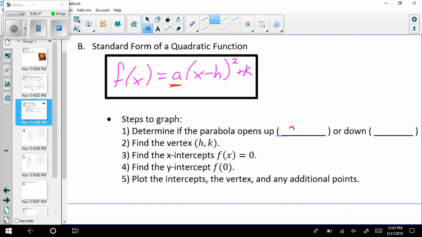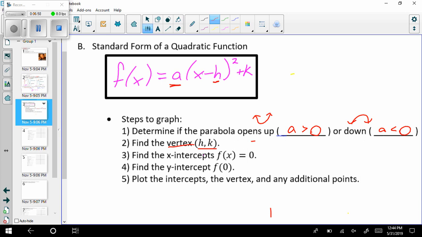So if a is greater than 0, we're going to open up. If a is less than 0, the parabola will open down, always. The next thing you would want to know about the parabola is its vertex. And remember, the vertex is going to be the letters h and k. So whatever is sitting in the h and k spot is the vertex.